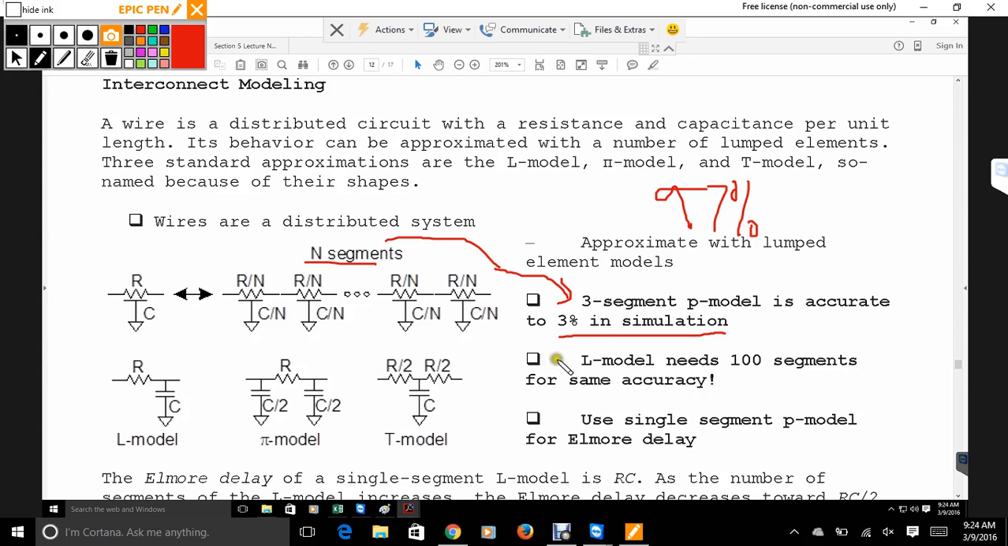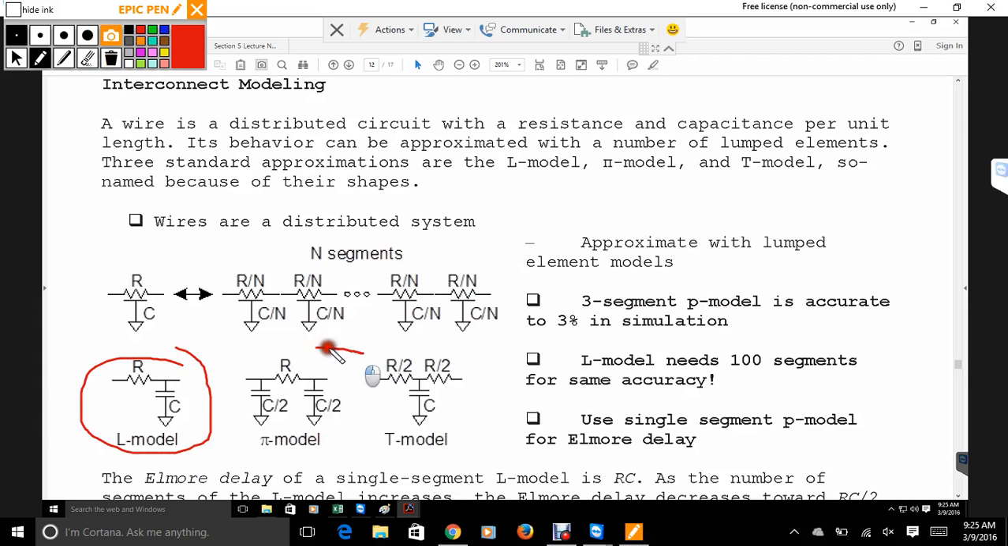The L model needs 100 segments for the same accuracy. So obviously you want the pi model. You can either have 100 of these or 3 of these. What do you think would be easier to write the code for? Yep.